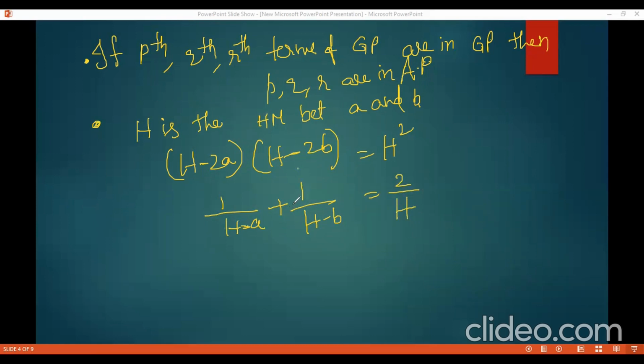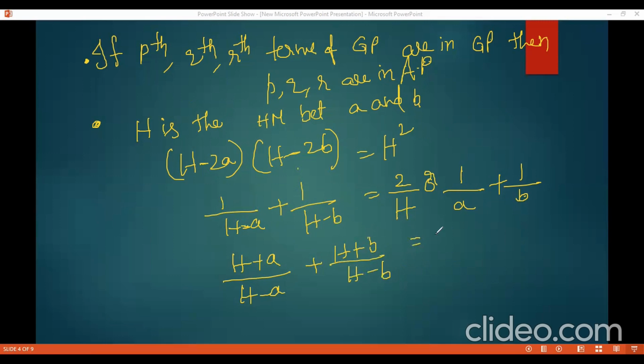Next. This can also be used sometimes if you want to get this in terms of A and B, so you are getting 1 by A plus 1 by B. Okay. Next. (H plus A) by (H minus A) plus (H plus B) by (H minus B) is equal to 2.